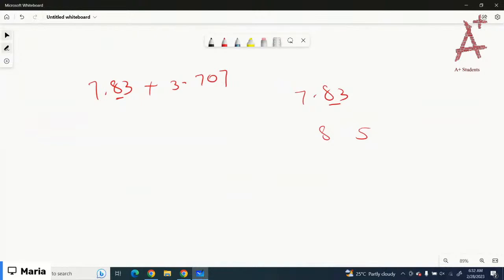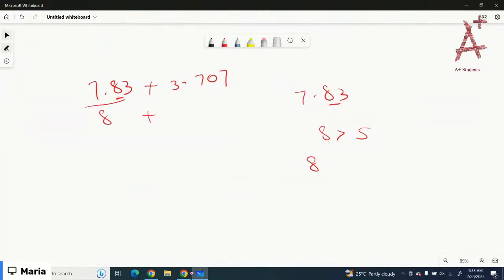8 is greater than 5. Got it? If the number is greater than 5, you have to round up. Round up means you have to add 1 to the whole number. Got it? So 7.83 is rounded off to 8. Got it? So here you have 8.